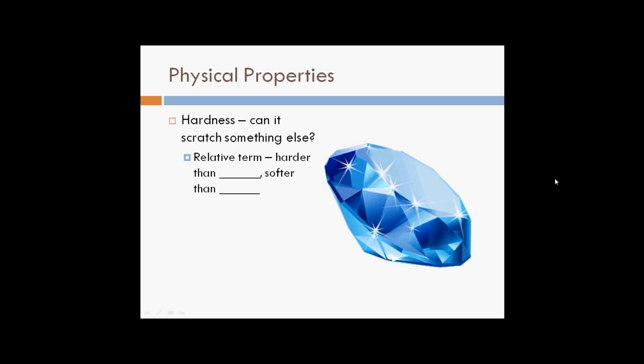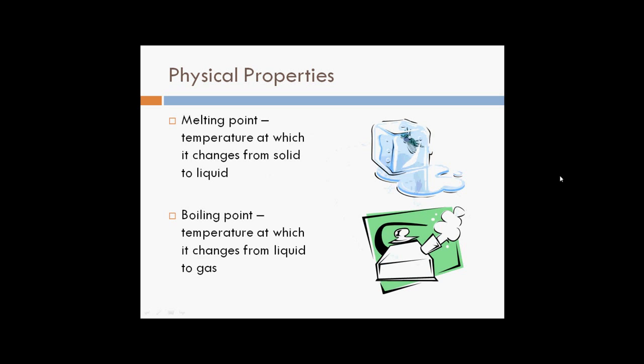Okay? This is why we use diamonds on things like saws that are used to cut through, say, tile and stone, amongst other things, because diamonds are one of the hardest substances known to man. That means that they can cut through pretty much anything. So remember, with hardness, can it scratch something else? Again, very relative term, and it should be one of those where you can relate it to other things.